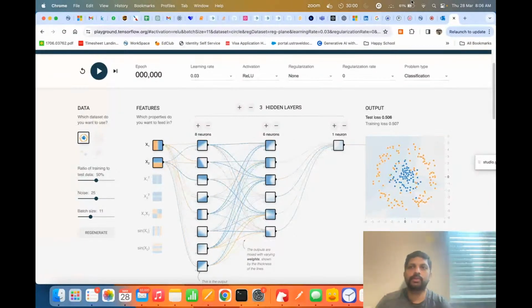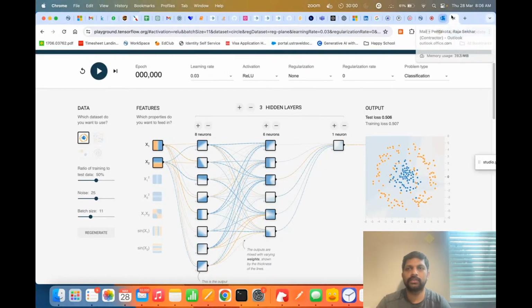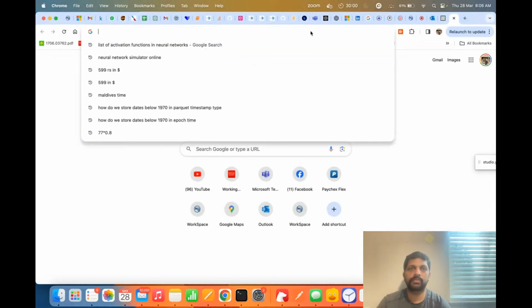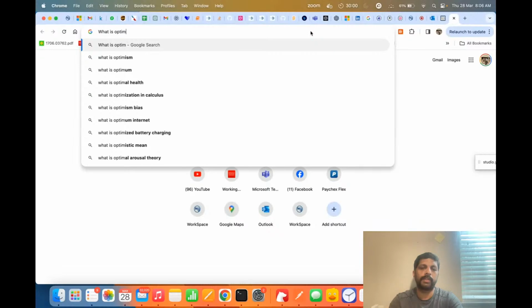So let's look. ChatGPT's outputs are not 100% reliable. I don't like accepting those outputs, because these topics need to be given in much more detail. Let's look at an online blog on what the different optimization techniques are. Optimization. Okay.